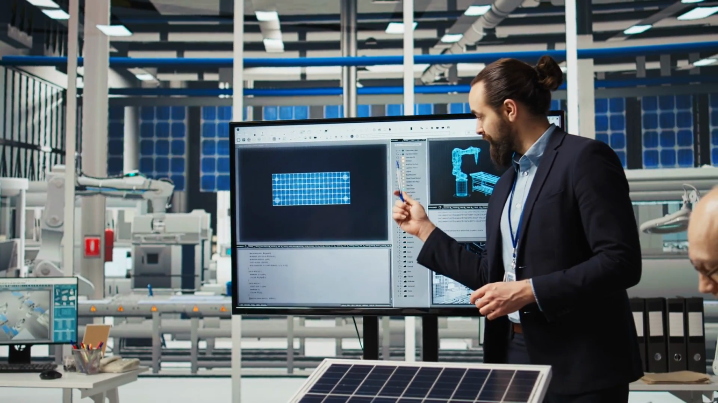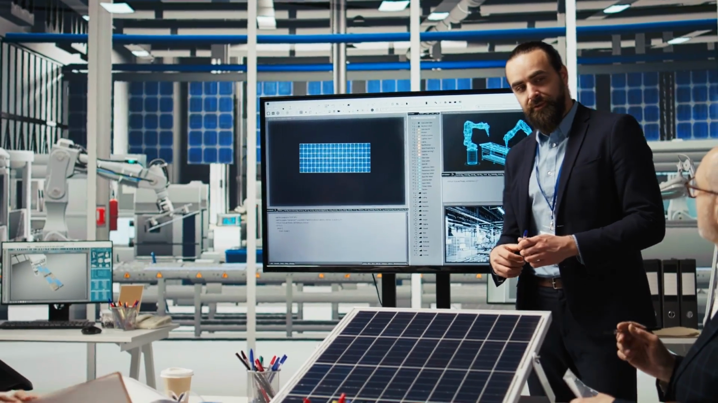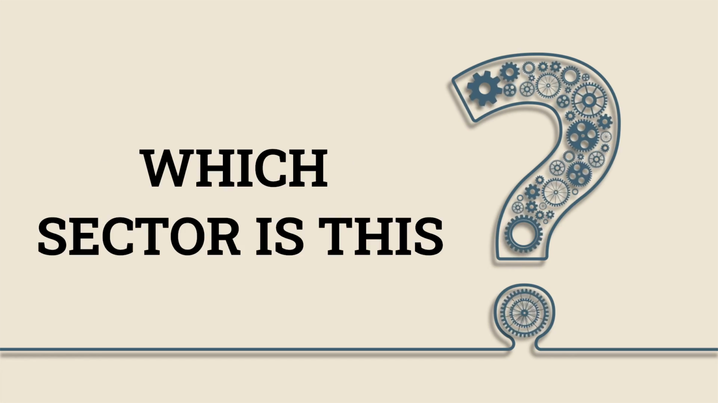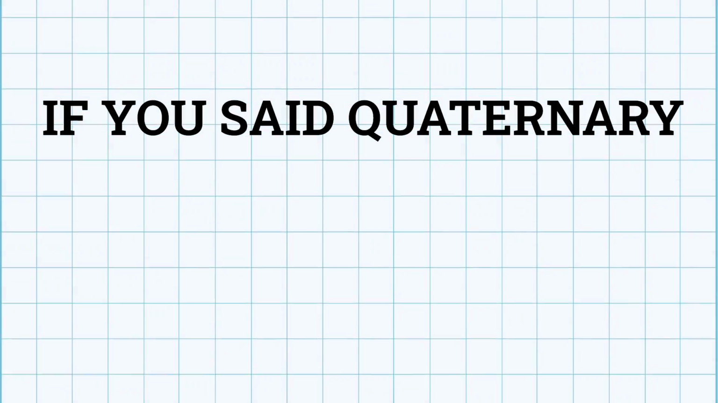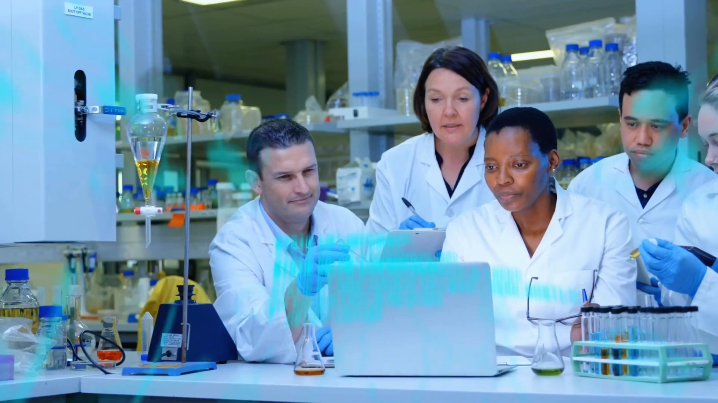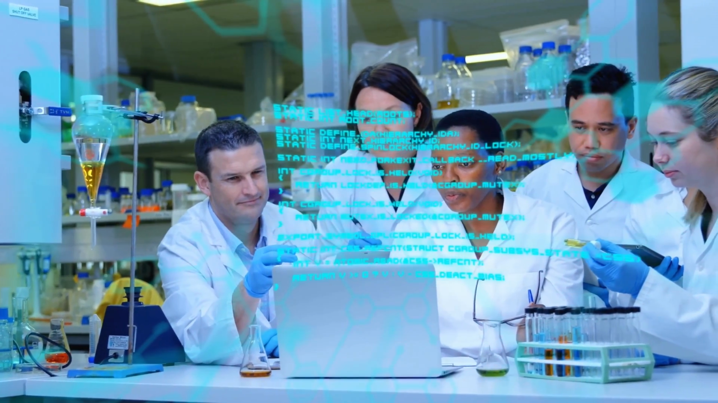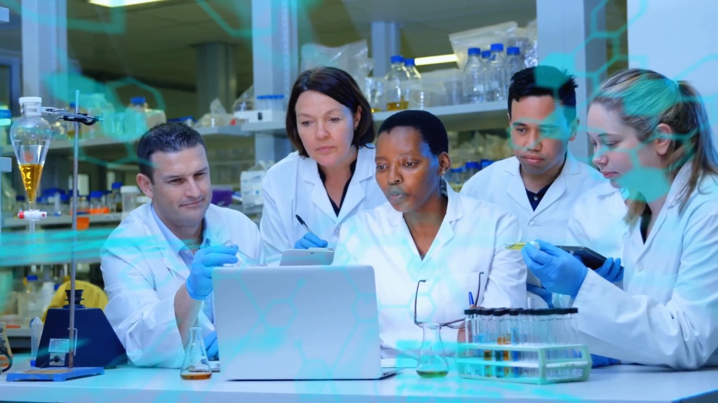Number 2. A scientist studies new ways to make solar panels more efficient. Which sector is this? If you said quaternary, you got it. Scientists focus on research and innovation, which is part of the quaternary sector.